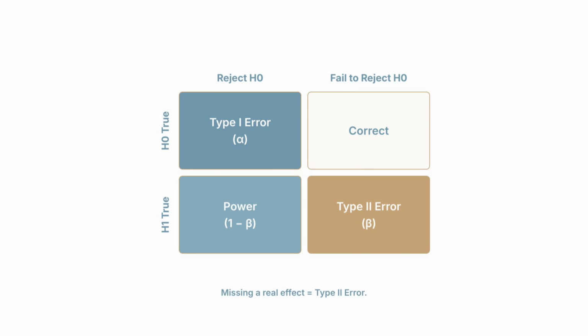The fourth outcome is statistical power, also called a true positive. A real effect exists, your test detects it, and you make the correct decision. This is the outcome we want to maximize. As stated earlier, power equals 1 minus beta. Now let us work through a concrete example.